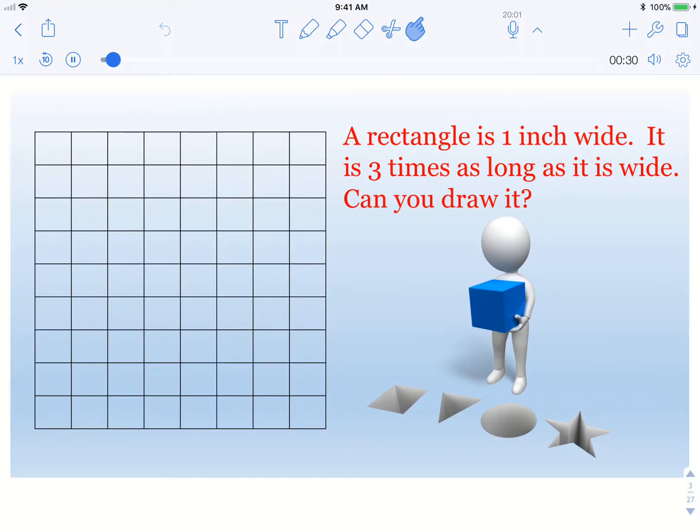Okay, a rectangle is 1 inch wide. It is 3 times as long as it is wide. Can you draw it? Pause, draw the rectangle, how you think it would be, and then push play when you're ready to continue.